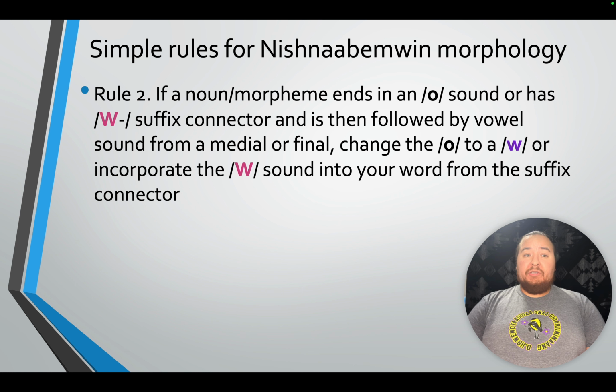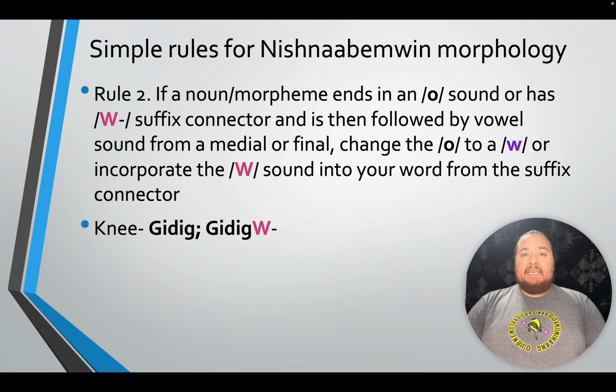So rule number 2, if a noun's morpheme ends in an O sound or has a W suffix connector and is followed by a vowel sound from a medial or final, you have to change the O to a W sound, or just maintain your W suffix connector from your noun.